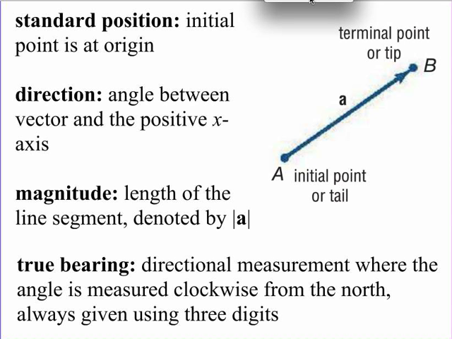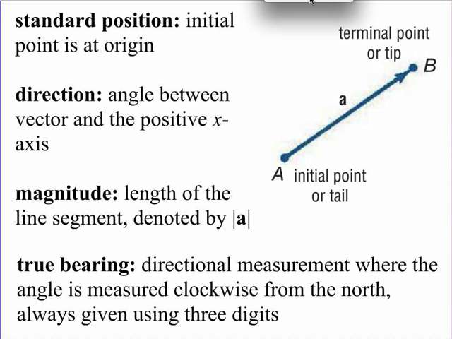First of all, up here on the right, this is an example of what a vector looks like. It looks like an arrow with 2 points. We have the initial point or the tail, that's my starting point. We have the terminal point or the tip, that's my ending point. Notice it's just like 2 points, A and B.